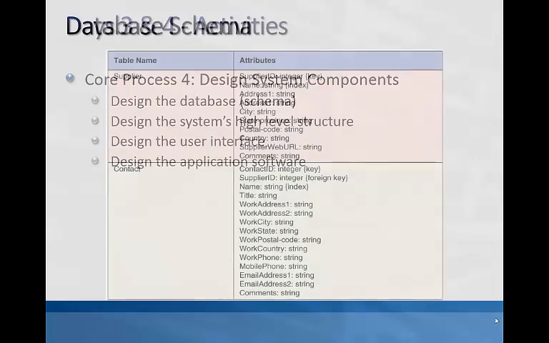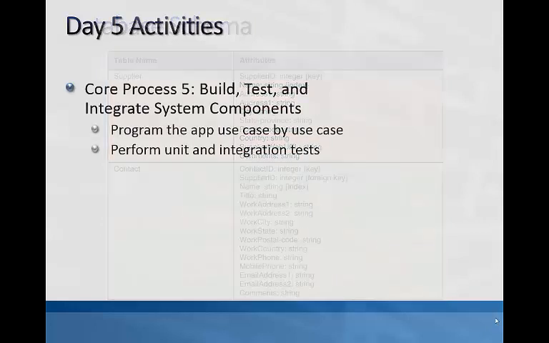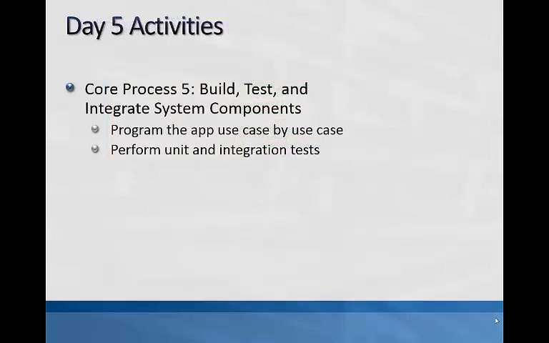Here is an example of two tables in the database and their attributes or columns. So the supplier table and the contact table, and their attributes, the attributes are the columns that will be in the tables. Core process 5. In this core process, we build, test, and integrate. This is where we do the actual programming. We also integrate the work done into a growing system. Remember, in iterative development, we gradually grow the new system. And of course, we test it as we put new components in to see that it all works together.